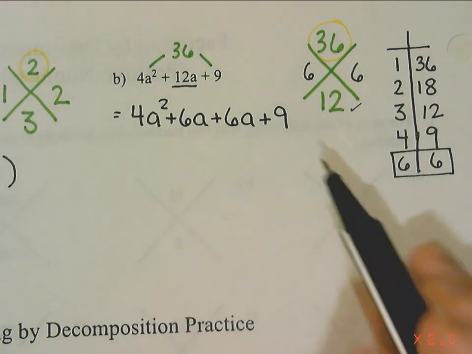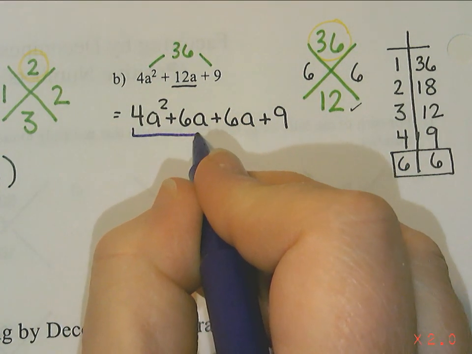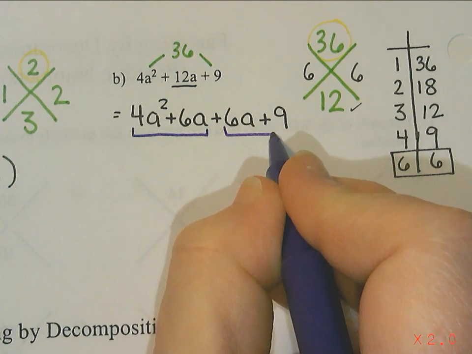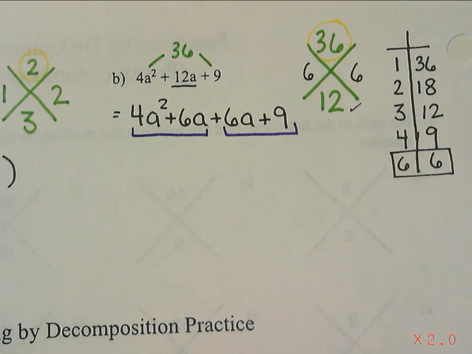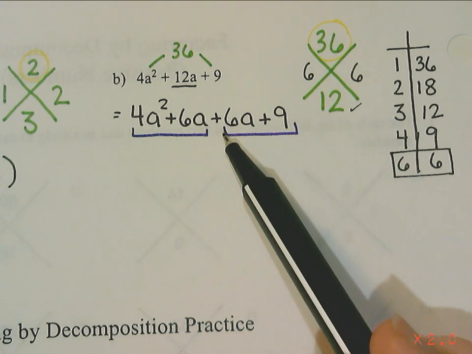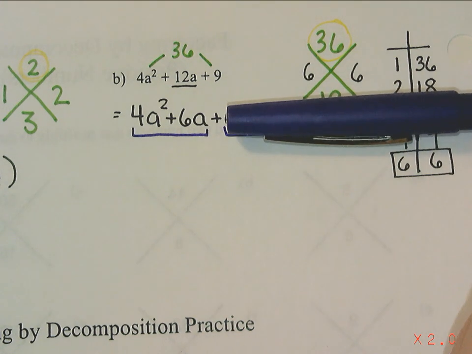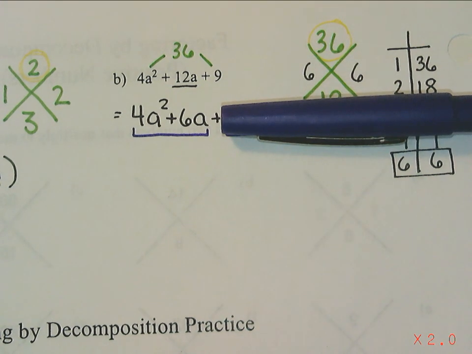Okay, now that we have 4 terms, we are going to group. So I'm going to group the 2 terms together into 2 different pairs. So I have 4a squared plus 6a and 6a plus 9. We are going to start with the first one, 4a squared plus 6a.